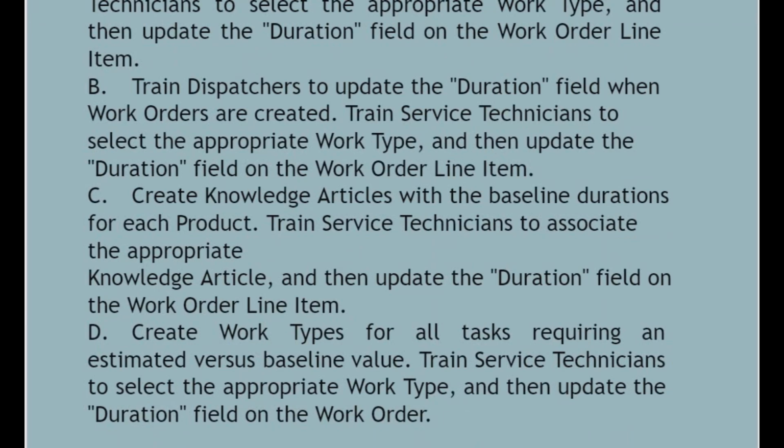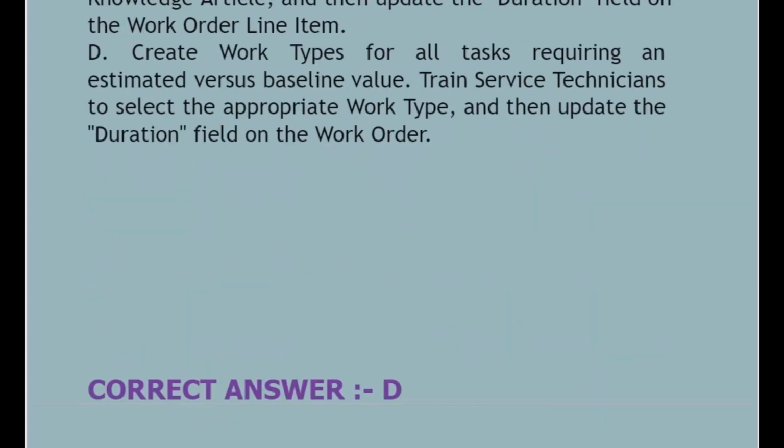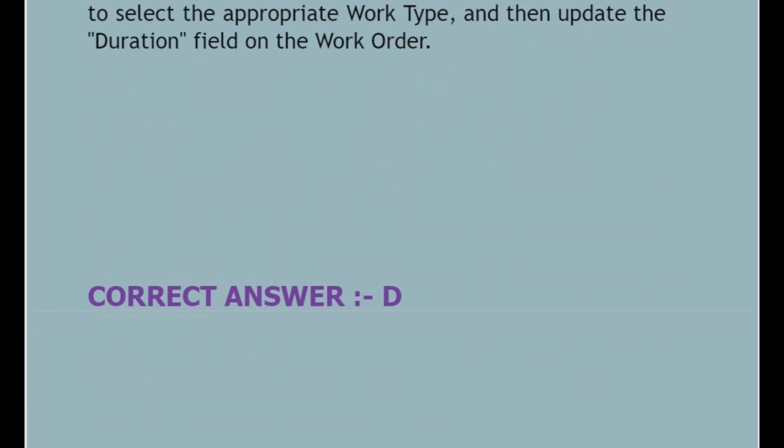Option D, create work types for all tasks requiring an estimated versus baseline value. Train service technicians to select the appropriate work type and then update the duration field on the work order. Correct answer is option D.